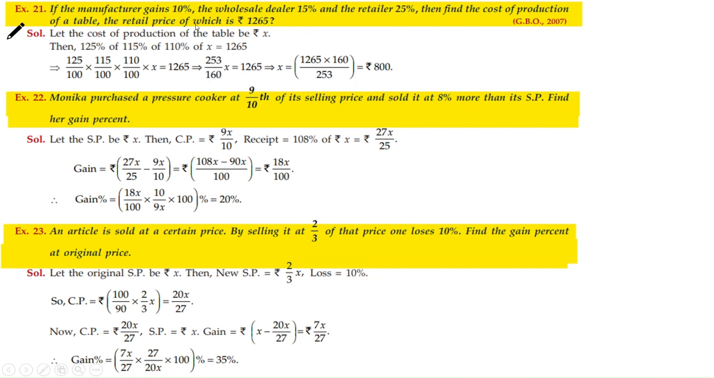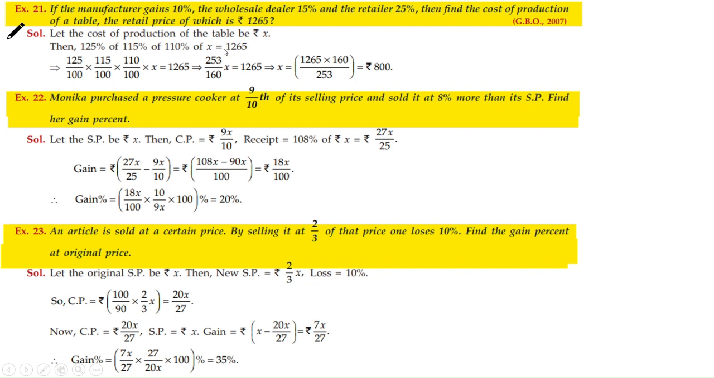If the manufacturer gains 10%, the wholesale dealer 15% and the retailer 25%, then find the cost of production of a table, the retail price of which is rupees 1265. Let the cost of production of the table be rupees X.